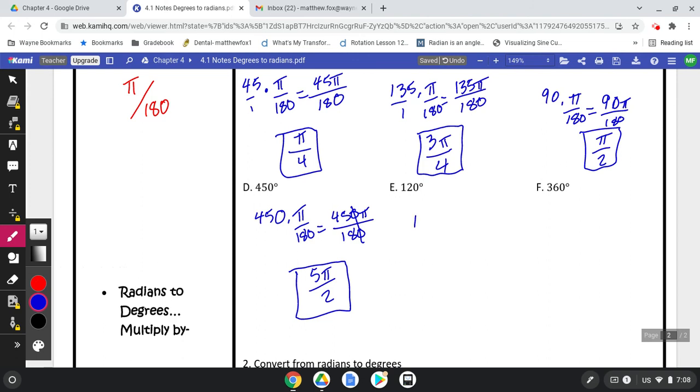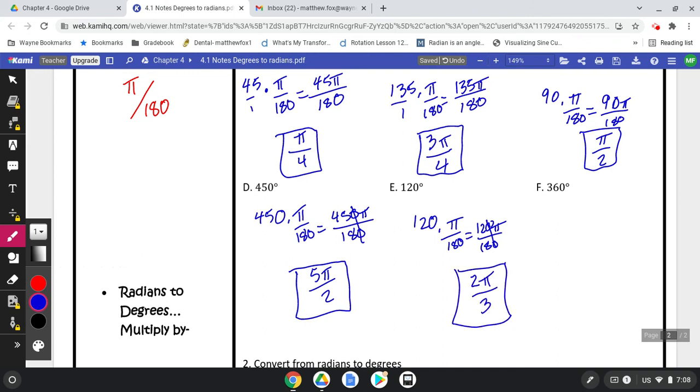Next one, 120 times pi over 180. This will give us 120 pi over 180. It's the same process every time. Once again, the zeros cancel. 12 over 18. That reduces to 2 over 3, so 2 pi over 3.